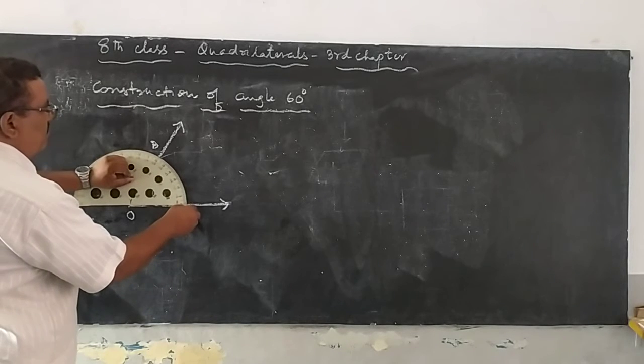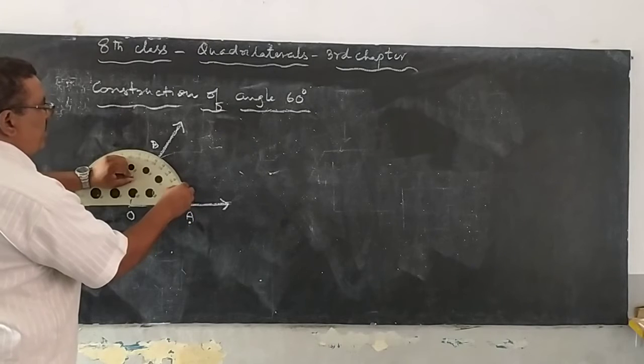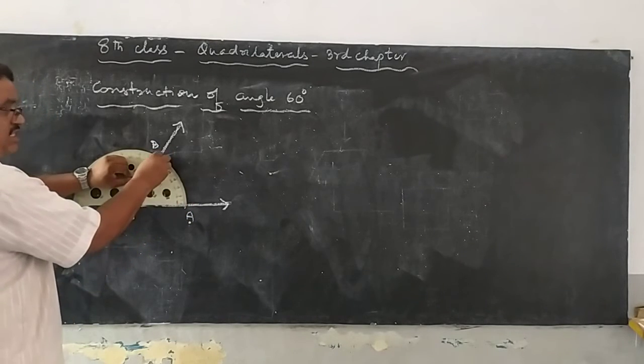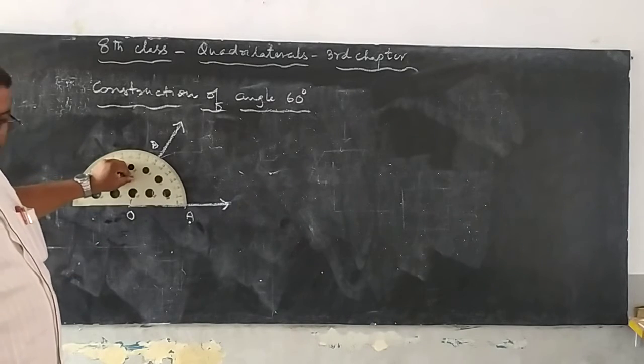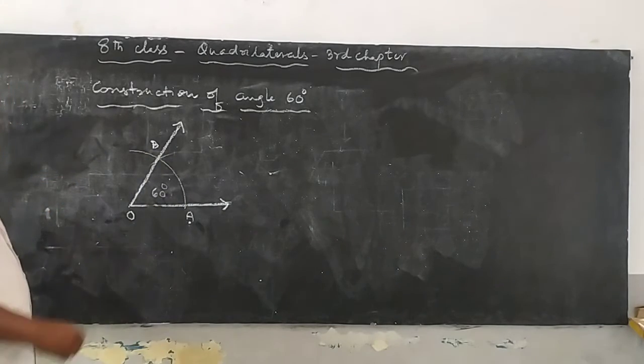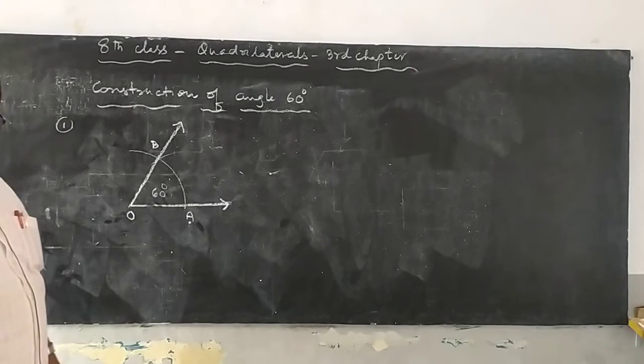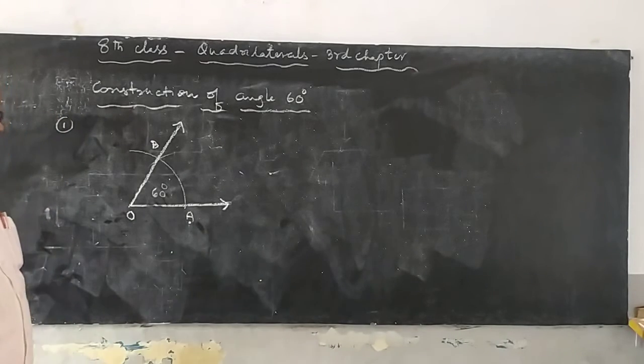Now see the angle: 10 degrees, 20 degrees, 30 degrees, 40 degrees, 50 degrees, 60 degrees. So this is the angle of 60 degrees, children. Okay. This one you have to practice at home and write the steps of construction. These are useful to you afterwards.